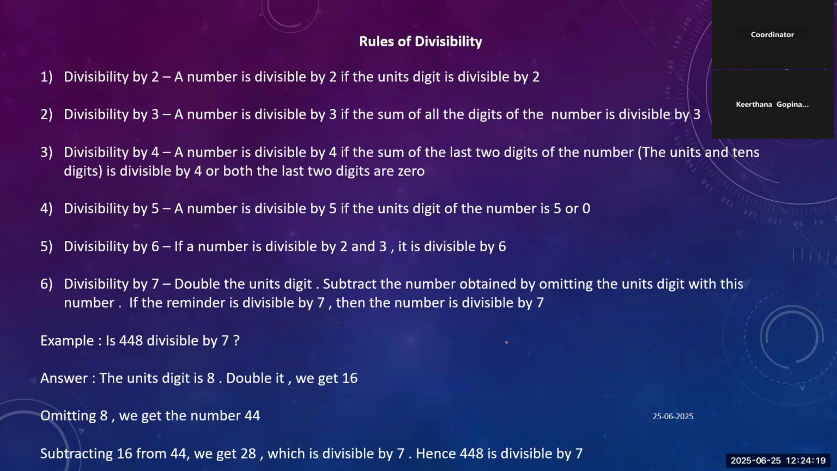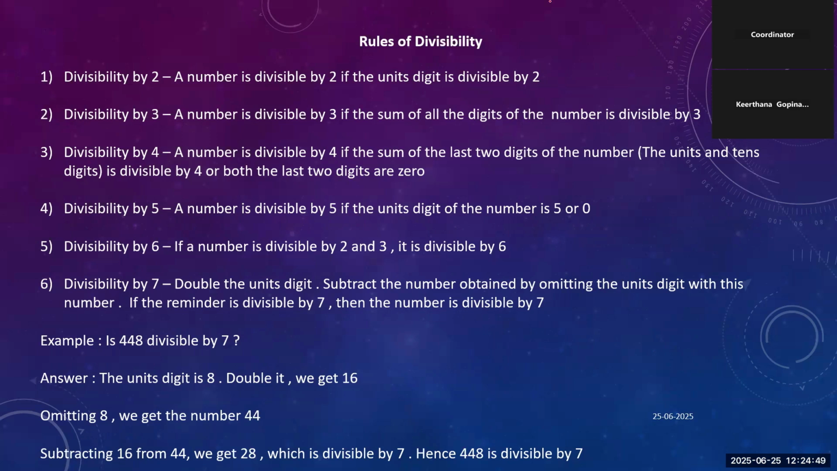Okay, now let's look at some shortcuts for division. Some rules for divisibility. How to find out if a number is divisible by 2. A number is divisible by 2 if the last digit, which is the units digit, is divisible by 2. If the units digit is an even number, then the number is divisible by 2.